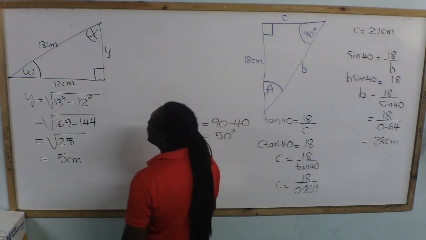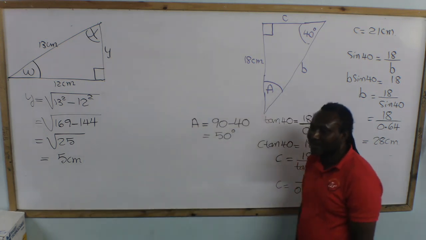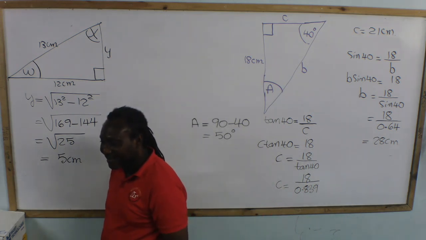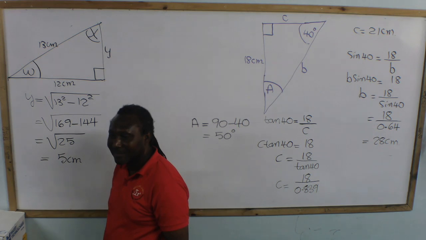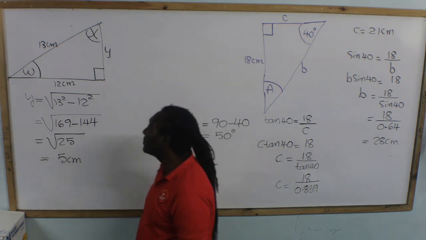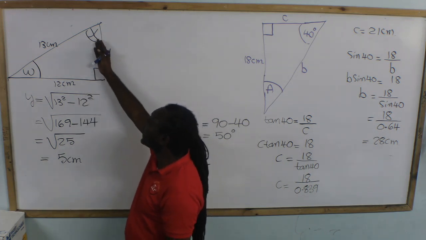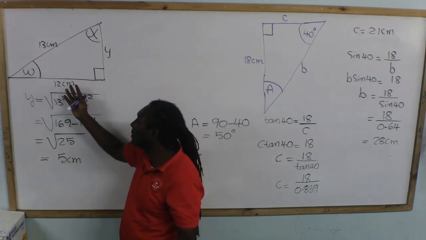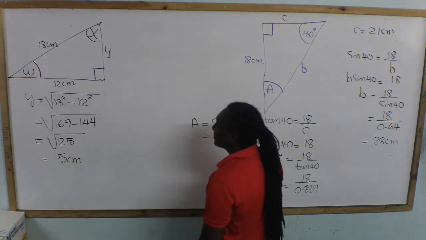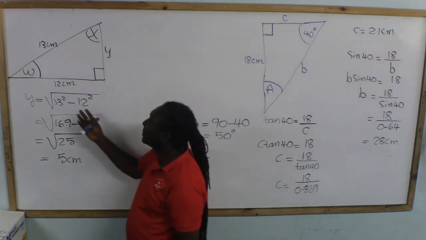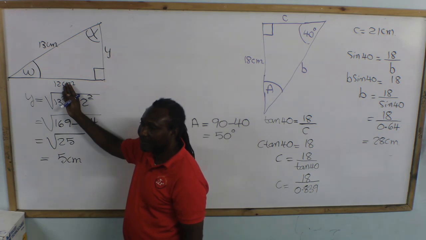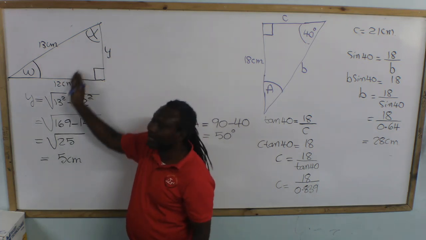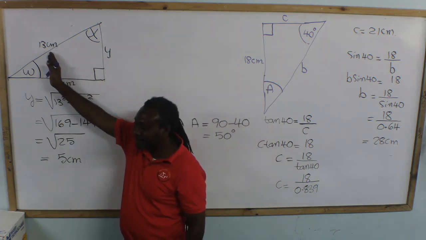What is that? x. What are you going to use to find x? You have to use the other two, the two sides that are given. For the side argument, this is what? Opposite to the angle that you're attempting to find. Right, it's opposite to the x. And this one is what?